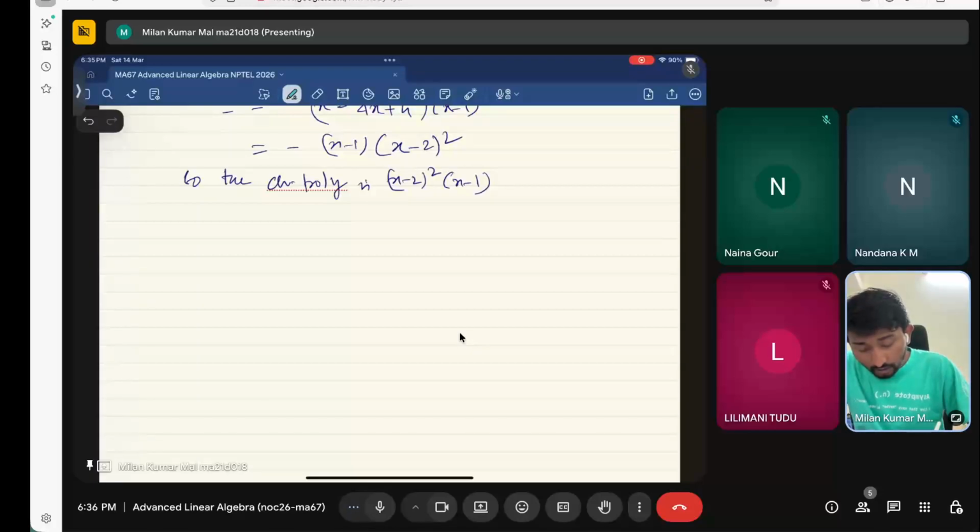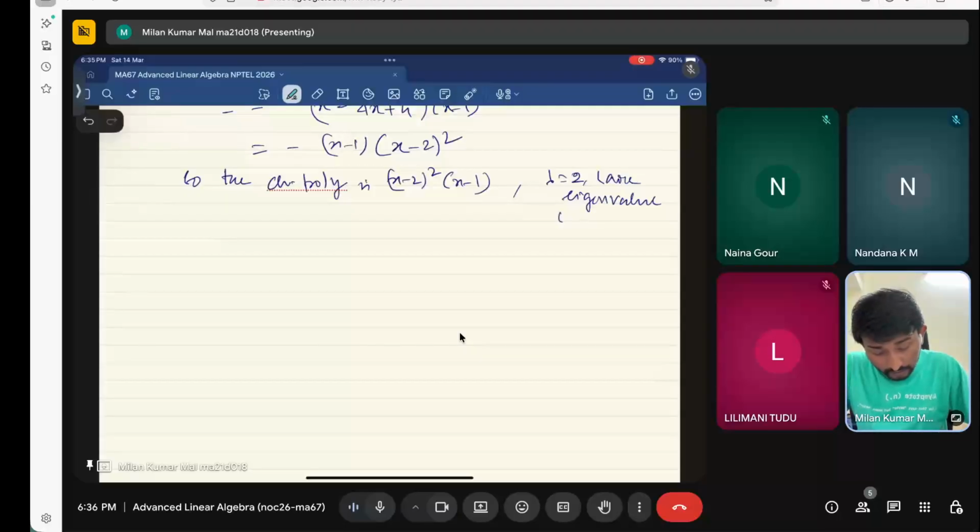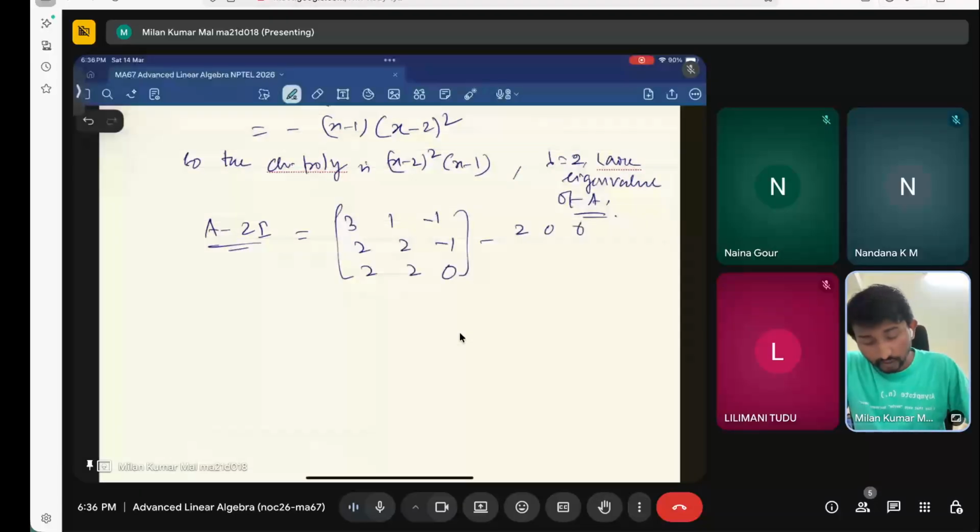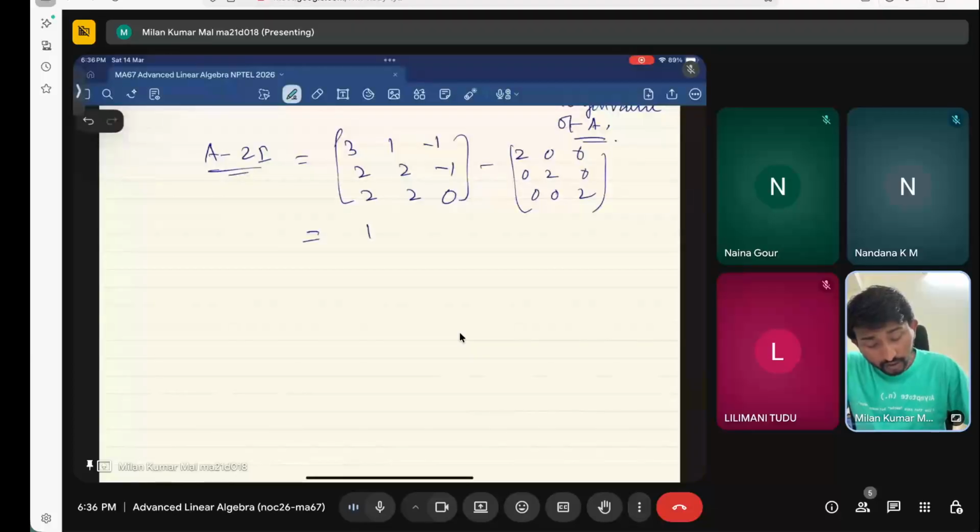Now let's see the eigenspace corresponding to lambda equals 2. So A was 3, 1, minus 1, 2, 2, minus 1, 2, 2, 0. I think I have written it correctly. This one minus 2 times the identity, 2 0 0, 0 2 0, 0 0 2. So this will be 1, 1, minus 1, 2, 0, minus 1, 2, 2, minus 2. If you look carefully, the first and the last rows are the same up to a multiple.